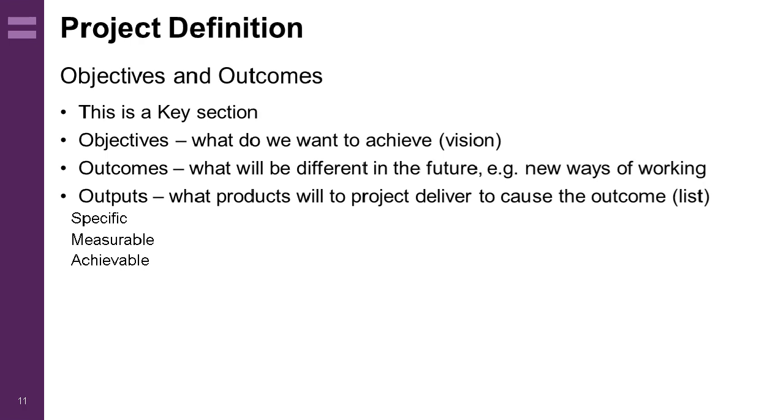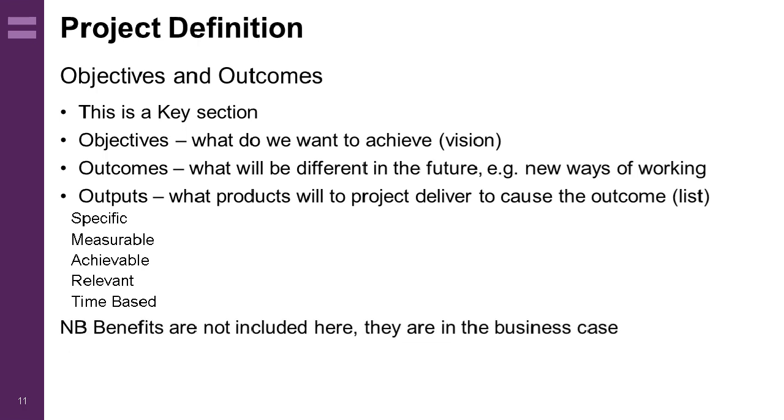That is, the outputs can be created with the resources available. And they also need to be relevant. The output will deliver the objectives. Finally, they need to be time-based. For example, that 100k saved each year will start from the next financial year. You will note I've not mentioned benefits here. That's because they're part of the business case. A benefit is similar to an outcome, but is specific to a person or group of people.